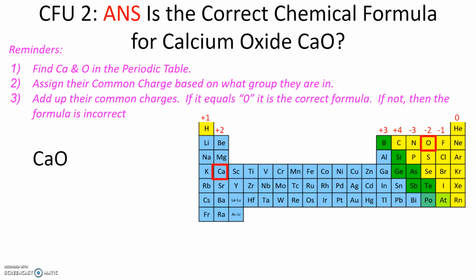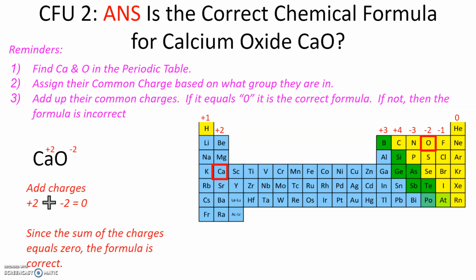Okay, so let's go through the answer here. The first thing is to find calcium and oxygen in the periodic table, and we've done that. So calcium is in group 2, it has a +2 charge. Oxygen is in group 16, it has a -2 charge. All right, so now that we've figured that out, the next thing was we need to add up their common ionic charges and see if it equals 0. If it does, it's the correct formula, and if it doesn't, then it's incorrect. So when I add up +2 and -2, I do get 0, so that means that this formula is correct. The correct chemical formula for calcium oxide, if you have calcium and oxygen together in an ionic compound, would be CaO. That means you need one of each of them in order for the overall charge to be 0.